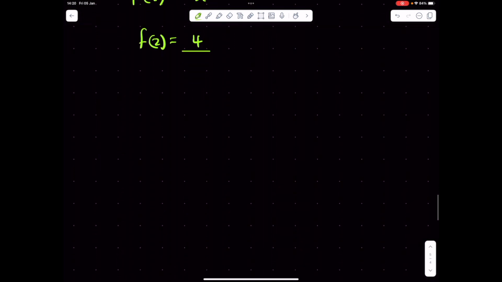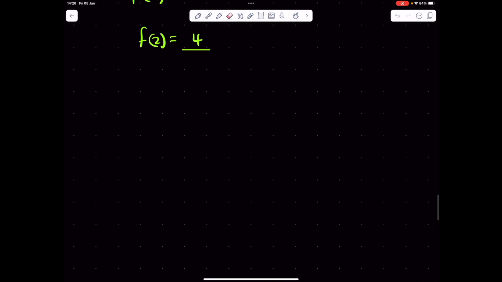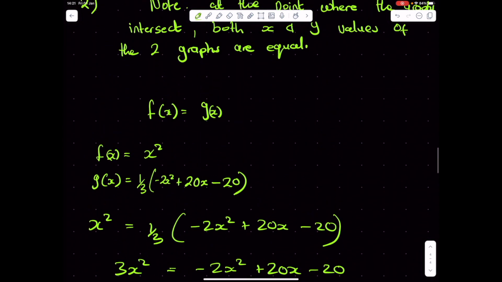So the point of intersection B is what? 2 and 4. Cool. Now let's move on to question number 3. What does question number 3 require?